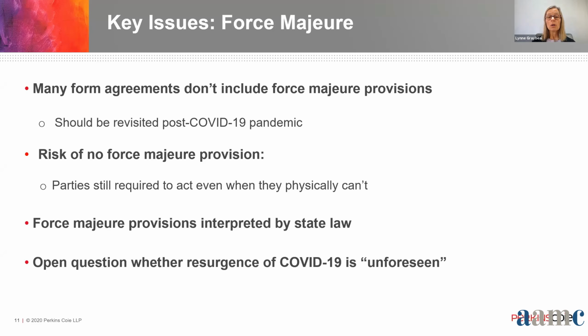So for example, New York interprets force majeure provisions very narrowly and requires the listing of specific triggering events, and also requires that the triggering event that one or both parties are relying on be unforeseeable. That's an interesting challenge at this point, because although many force majeure provisions are being drafted to include pandemics as a triggering event, it's very questionable at this point whether COVID-19 would be considered unforeseen.